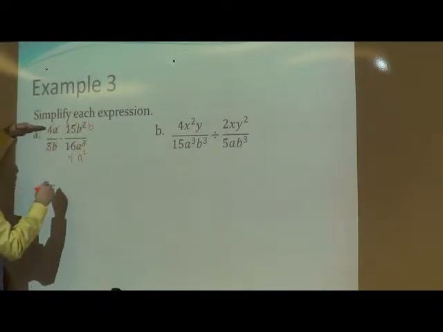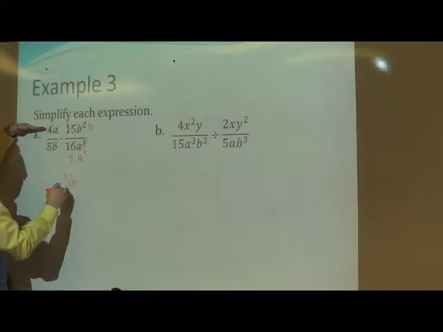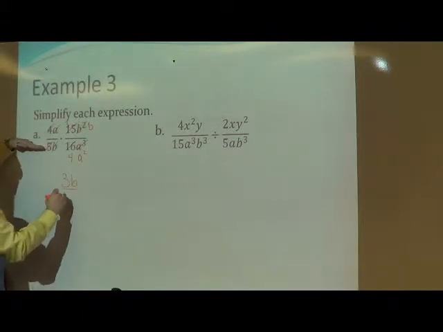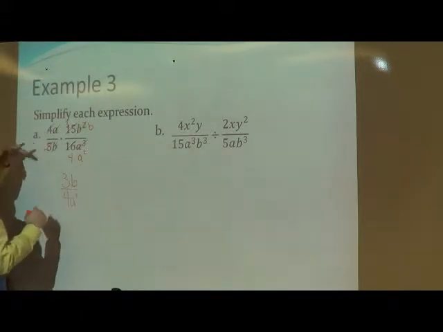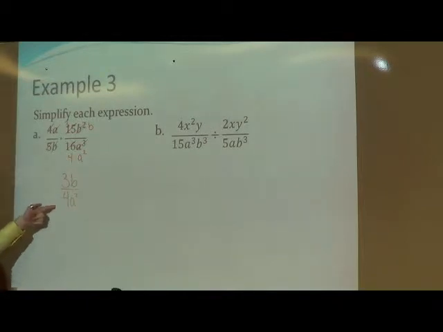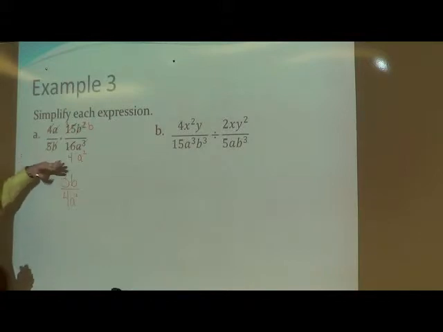So what do I have left on top? I have 3b left over. What's down here? 4a squared. There's nothing left. 3 and 4 cannot reduce. B and a are two different things, so this is as simplified as we can get. So that cross-reducing is going to really help you. So we're not multiplying 4 times 15 and then 5 times 16 and then trying to reduce it. Do all of the reducing beforehand.